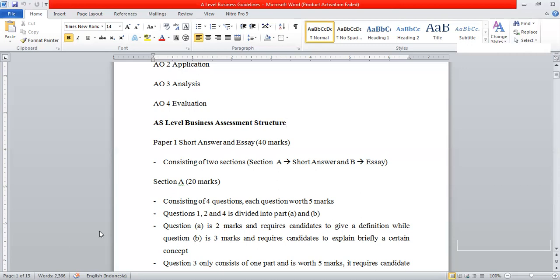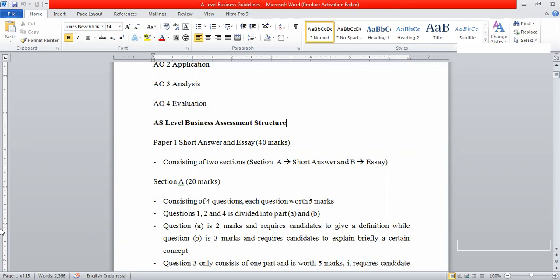While question 3 only has 1 part. Questions 1, 2, and 4 have 2 parts, while question 3 only has 1 section. Questions 1A, 2A, and 4A are worth 2 marks, and they require candidates to give a definition. You can guarantee that it will be a definition. It will not be something else, but it will be a definition for sure.